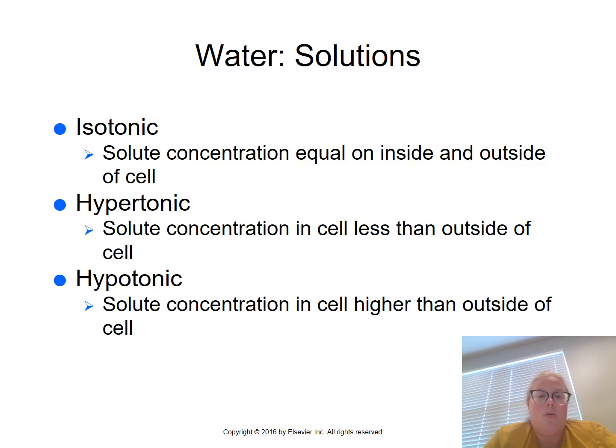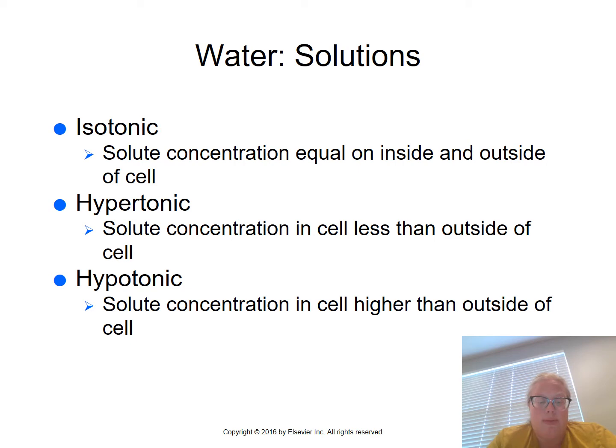Okay, so then we talk about different water solutions. You can have an isotonic solution. This is when the solute concentration is equal on the inside and the outside of the cell. Then you can have hypertonic, where the solute concentration in the cell is less than outside of the cell, and hypotonic, where the solute concentration in the cell is higher than outside of the cell.